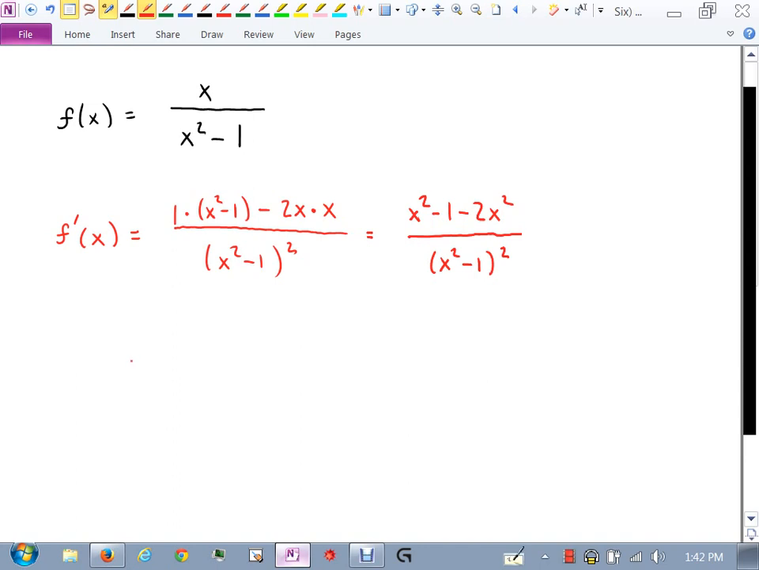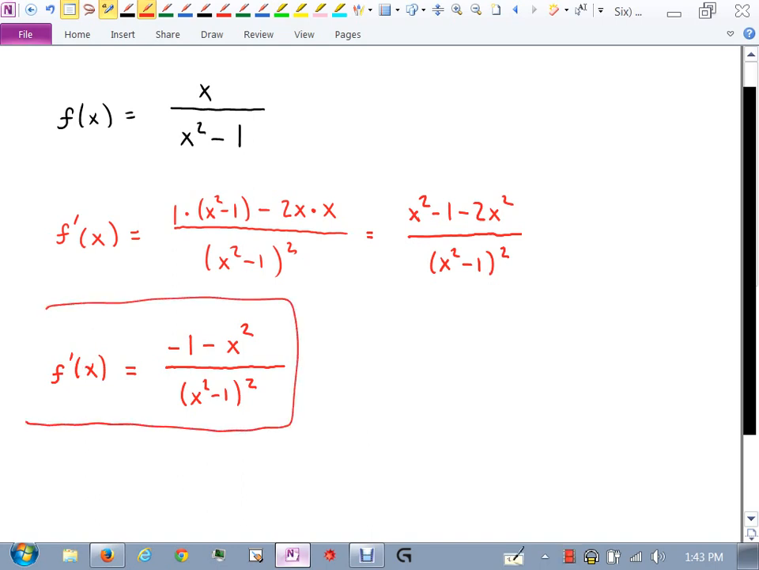So what do I have here? What's my numerator there? Negative x squared minus 1, or negative 1 minus x squared, same thing, all over x squared minus 1 squared. That's my derivative right there. I don't think there's a whole lot more I'm going to be able to do with that. I'm going to box it because I'm going to be referring back to it.